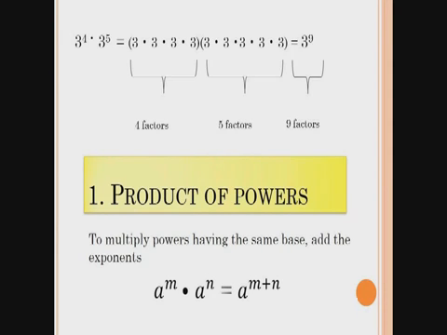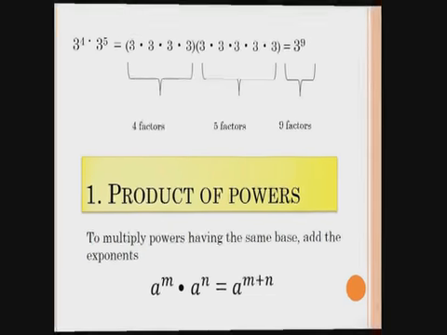If we look at the exponents, we have already derived the first product rule, that is the product of powers. How do we get the product of powers? Multiply powers having the same base and add the exponents. If we have a to the power of m times a to the power of n, it is equal to a to the power of m plus n. Let's have illustrative examples.